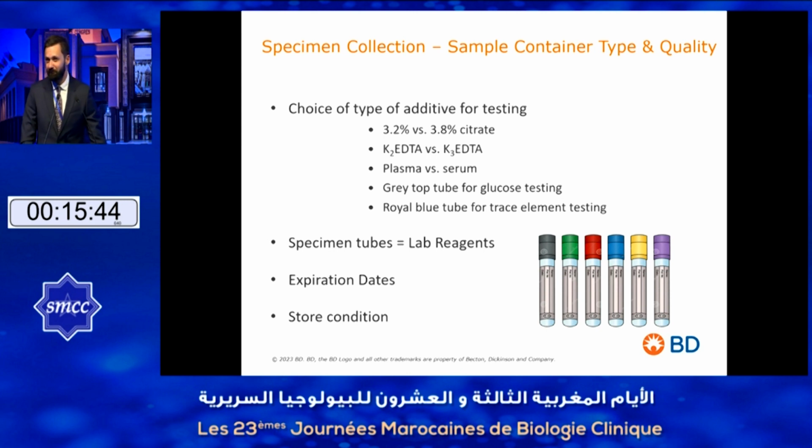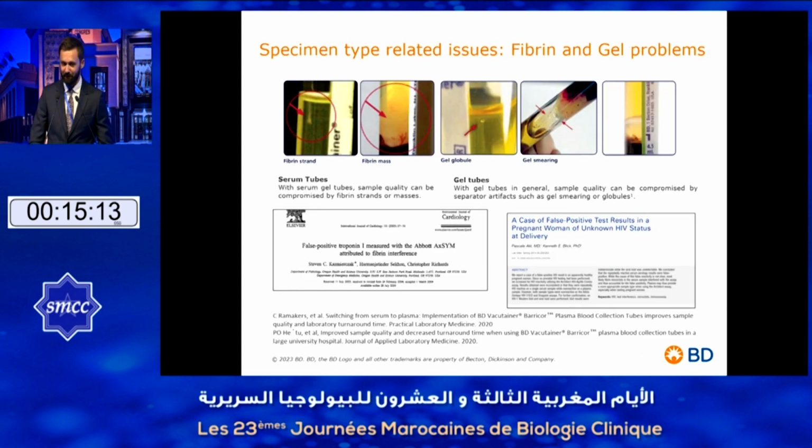That's why each container which we use to collect venous blood from our patient needs to be treated as a lab reagent. And we also recommend to check expiry dates and keep non-used containers at room temperature to avoid exposure to high and low temperature. And we also don't eat expired yogurts for breakfast. That's why we don't use expired tubes, as an example, for specimen collection.